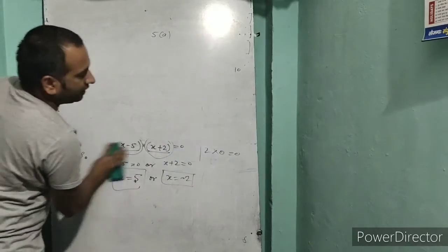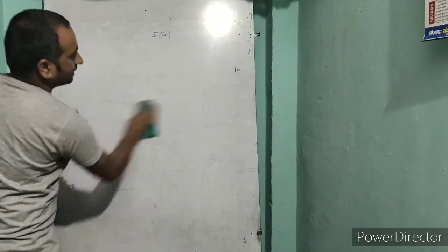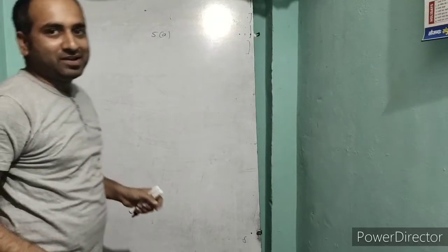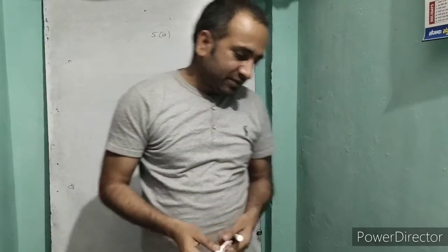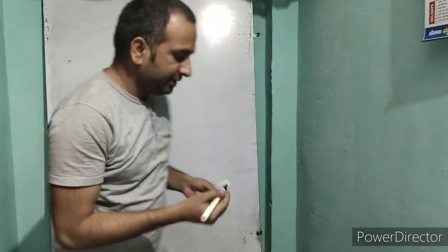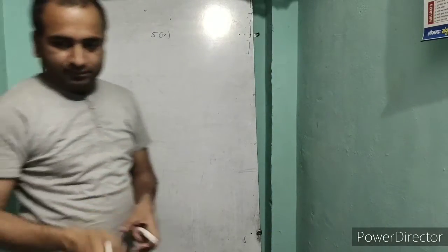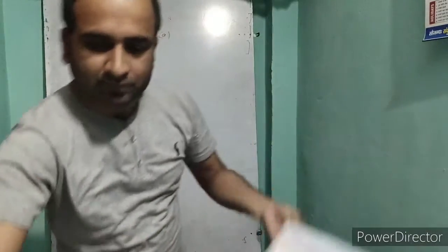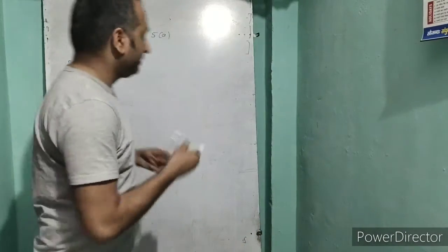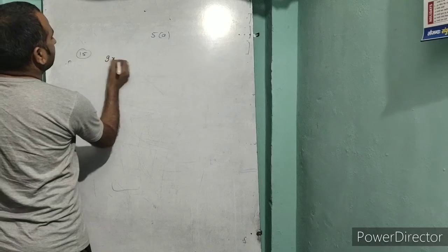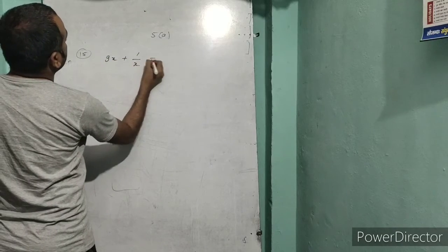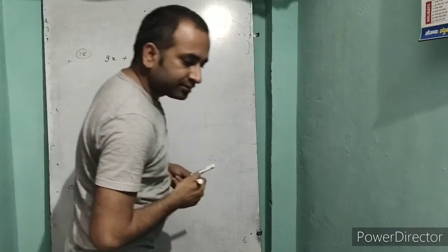And today I will give you homework of the whole exercise 5A. You have to complete exercise 5A. Okay, so the next question I am going to take is question number 15: 9x plus 1 upon x is equal to 6.